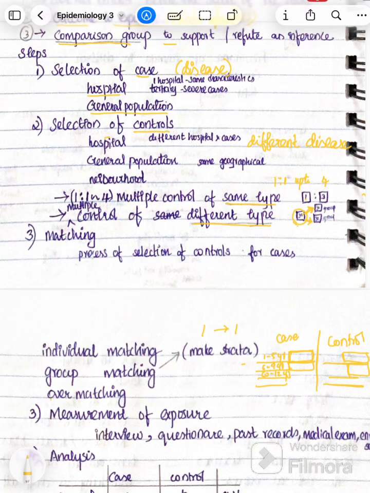What is overmatching? Sometimes we match according to age, as in the above case. If we are matching with a particular factor, we can't study the influence of that factor in the study. So if we match multiple factors like age, gender, occupation, economic status, and rural or urban area, whatever factors we have matched, we cannot study how those factors are influencing our study.